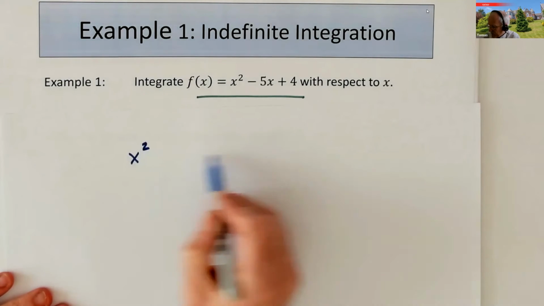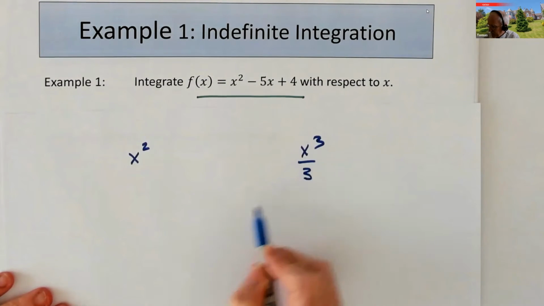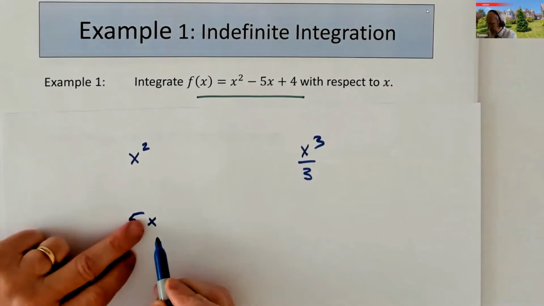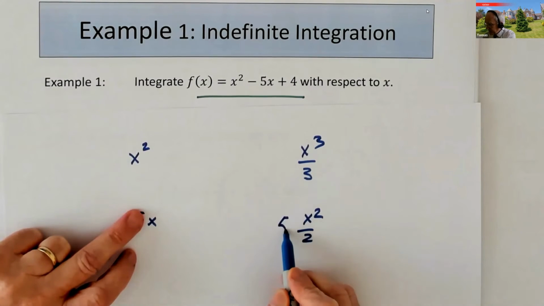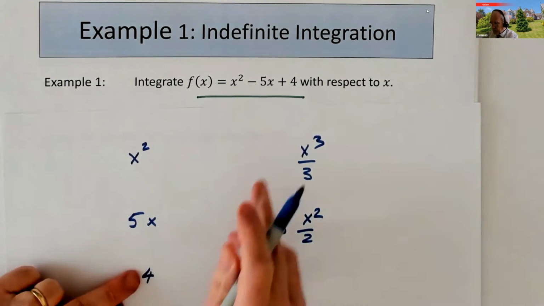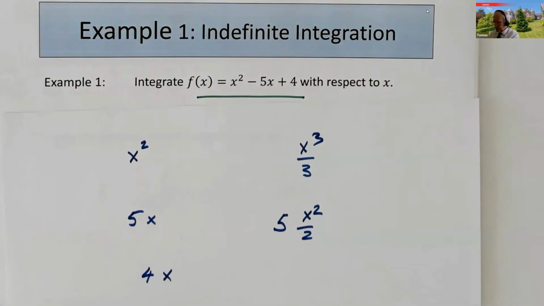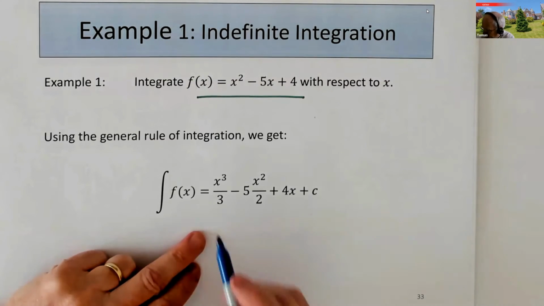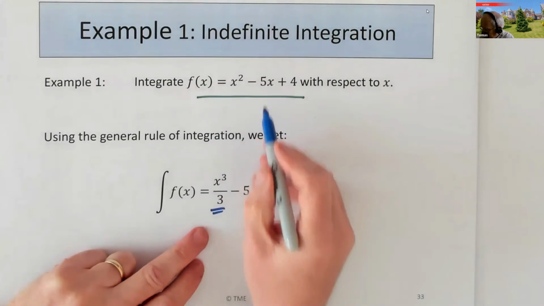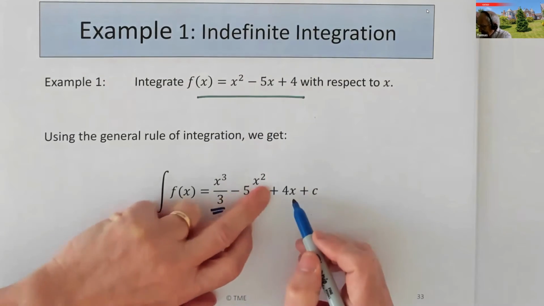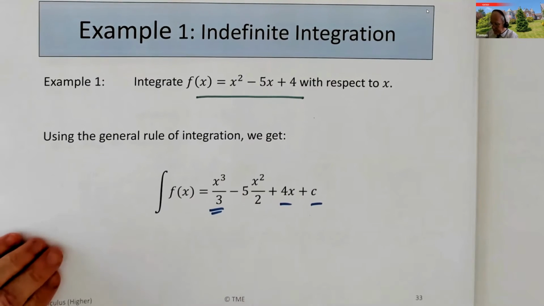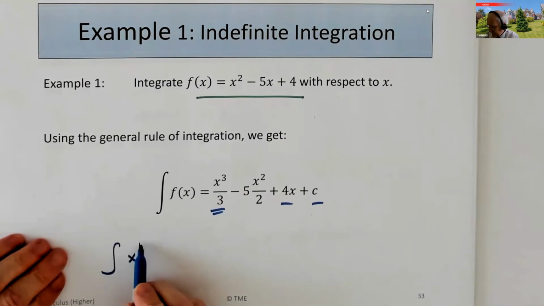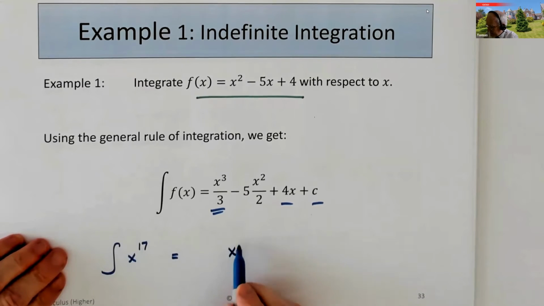So what happens to x squared? Well, the x squared will become x cubed over 3. 5x is really 5 times x to the 1, so that will become x squared over 2, and there'd be 5 of them. And the 4, you just put an x in beside it. So we get x cubed over 3, the minus would stay, minus 5x squared over 2, plus 4x, plus a constant. And that's the general formula. And again, it wouldn't matter if it was x to the 17, we'd say x to the 18 over 18 plus c.